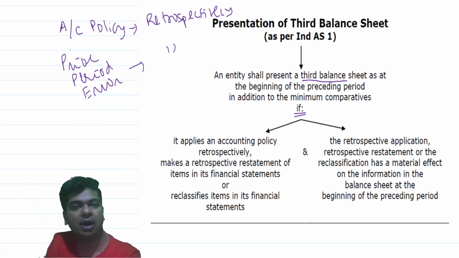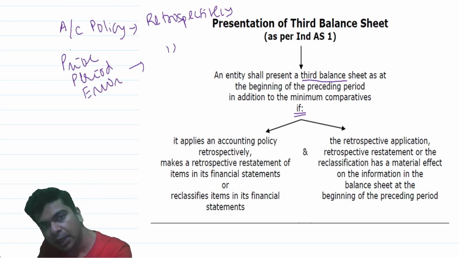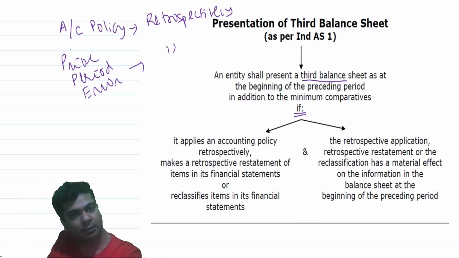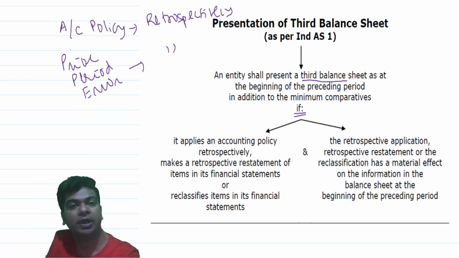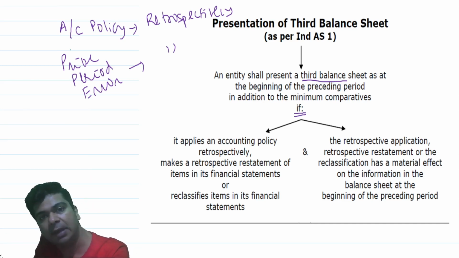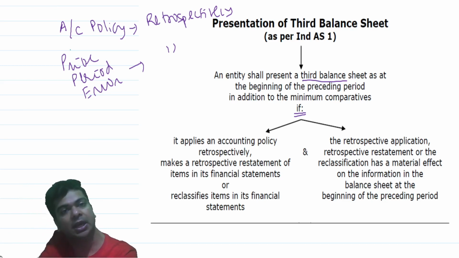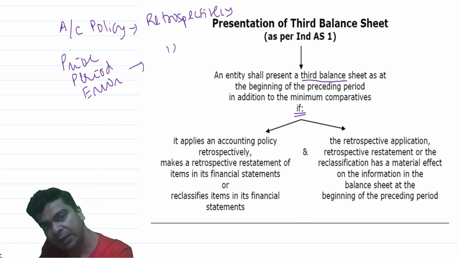For example, the error was committed in the previous year only, and in the current year I have discovered that error. Then I will give the effect of the same in the comparatives. The year before the previous year is not getting affected. No need to prepare the third balance sheet. I am changing an accounting policy. Effect will be given retrospectively, agreed.